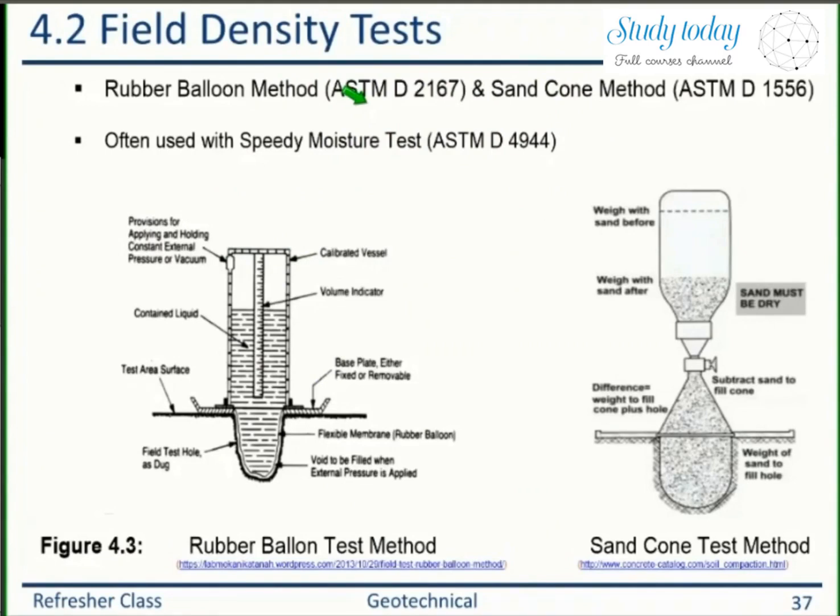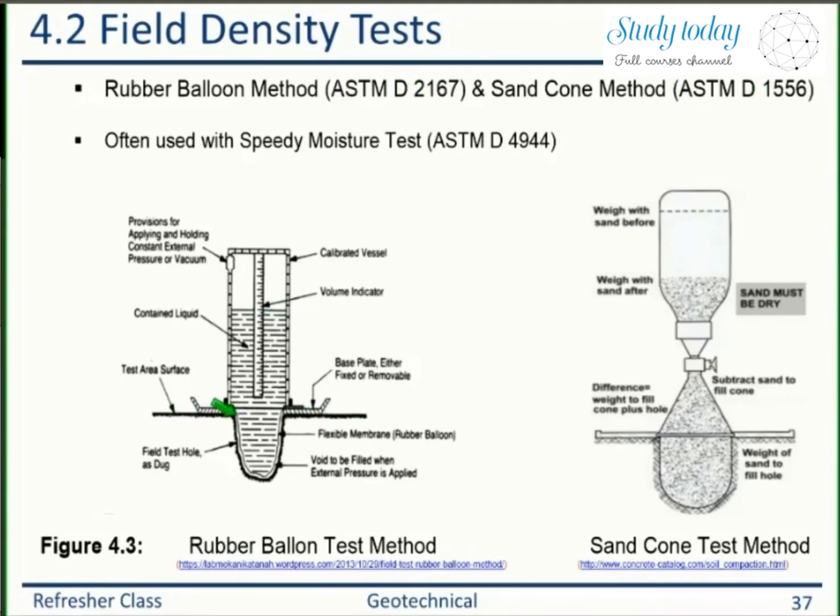Now let's look at the compaction tests that are performed in the field. Basically there are three types of tests they could question you on: the rubber balloon method, the sand cone method, and the nuclear density gauge method. The rubber balloon method is designated as ASTM D2167 and the sand cone method as ASTM D5956, as given here.